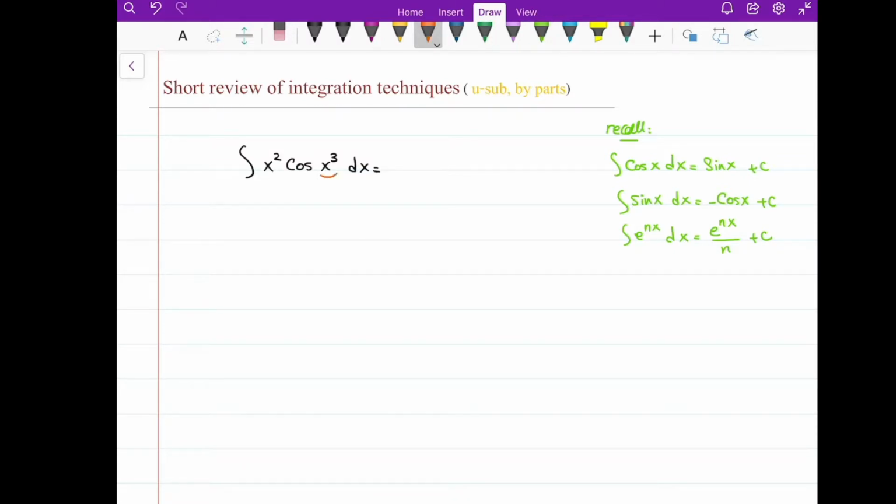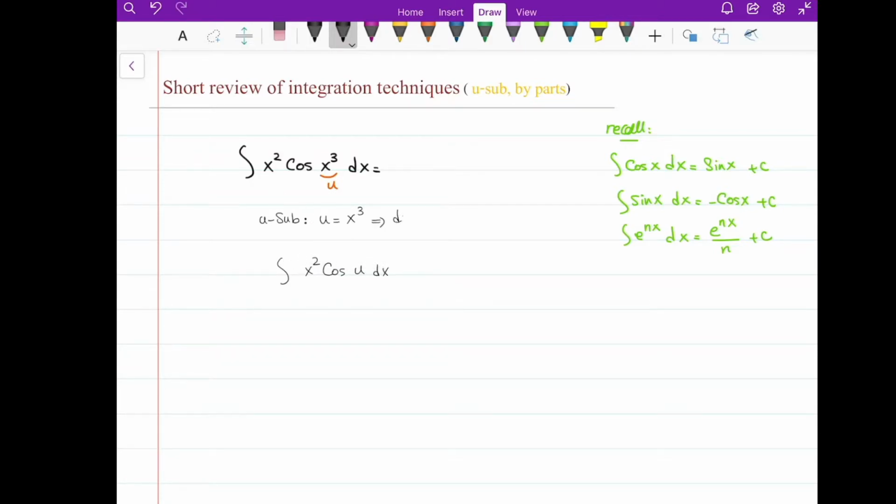I'm gonna take this one as my u, and in that case I get cosine of u, which is very good. So I get u to be x cubed. This is my u sub. And so my integral would be the integral of x squared cosine of u. And then I don't know what to do with the x squared if I write everything like this. So how do I solve this problem?